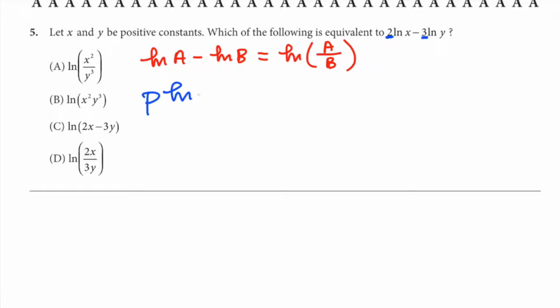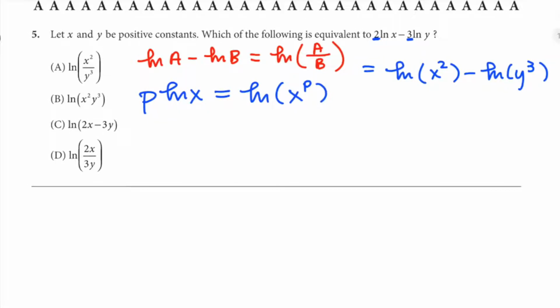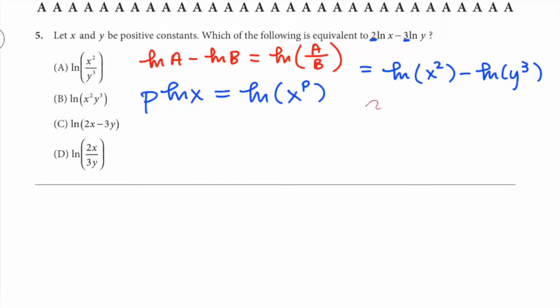Multiplier p times ln x is going to be the same as the log of x raised to the power. So first, this is going to equal log of x squared minus log of y cubed, applying the power property. And then I would apply the quotient property and see log of x squared over y cubed, and I can go look for that. There we go.